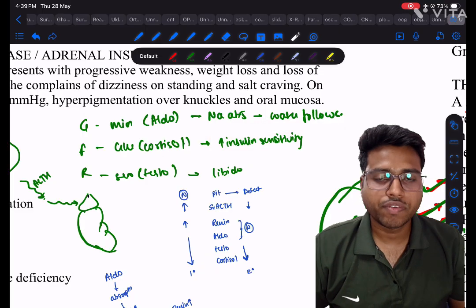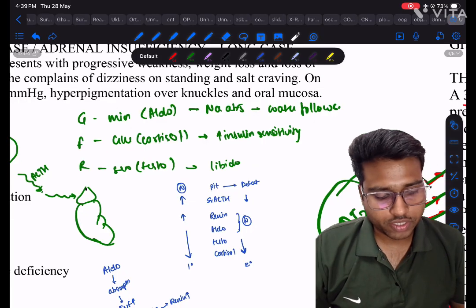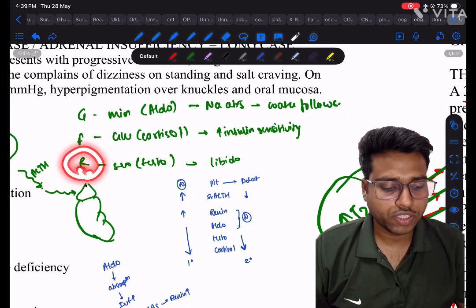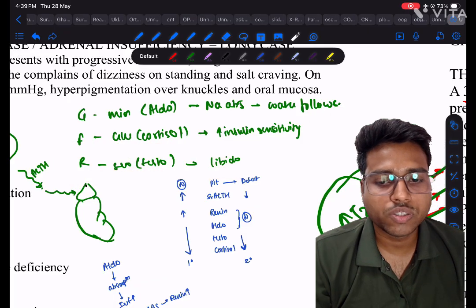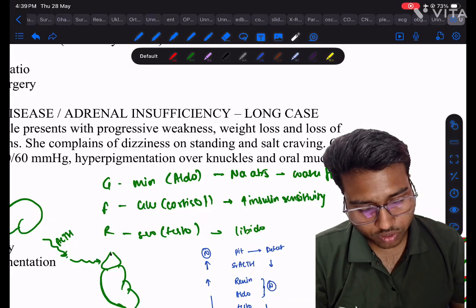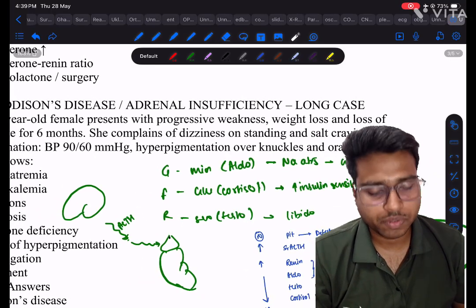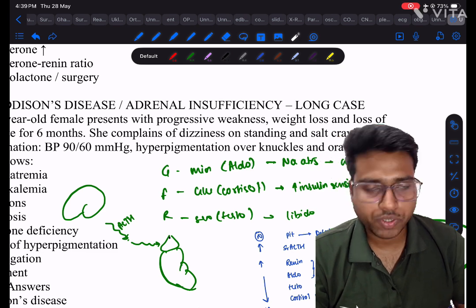what is the function of the fasciculata? It releases the glucocorticoids, that is cortisol, and that increases insulin sensitivity. So when there is an increase in glucocorticoids, it will increase insulin sensitivity, and it will use the glucose. Okay, use the glucose, and the body function will be maintained. And in the reticularis, it is testosterone, it maintains the libido of the patient.